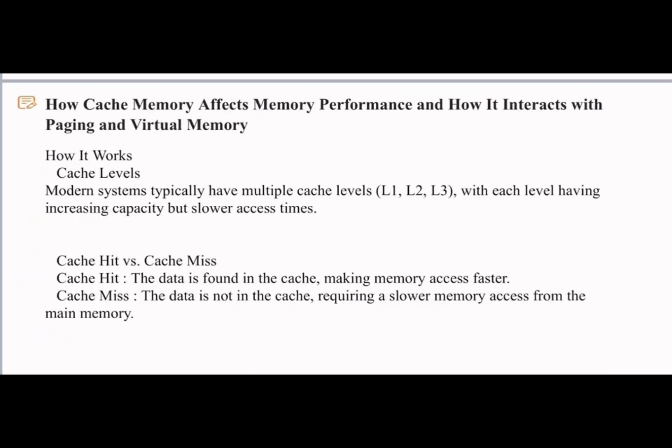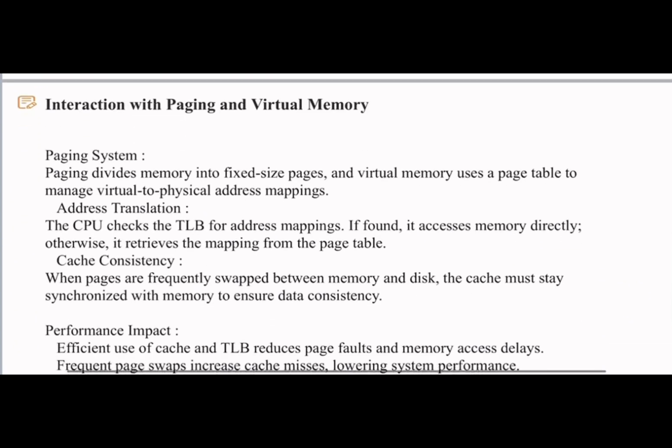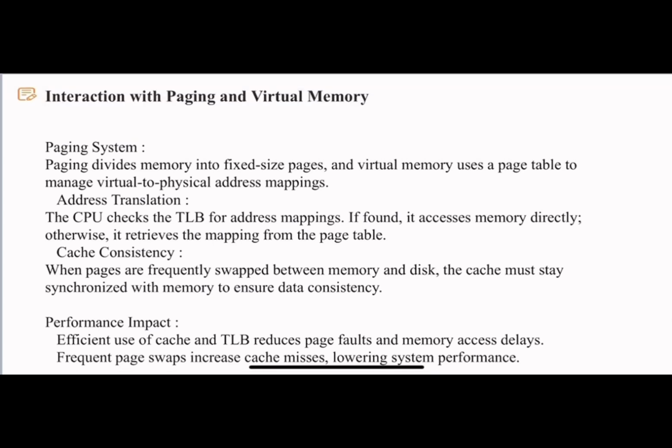And then is how cache memory affects memory performance and interacts with paging and virtual memory. First is how it works. Cache memory stores frequently used data for faster access. And then are cache levels: L1, L2, and L3 cache speed up data retrieval. And then is cache hit and cache miss. A cache hit is when data is found in the cache, with fast access. And a cache miss is when data is not in the cache, resulting in slower access from memory.